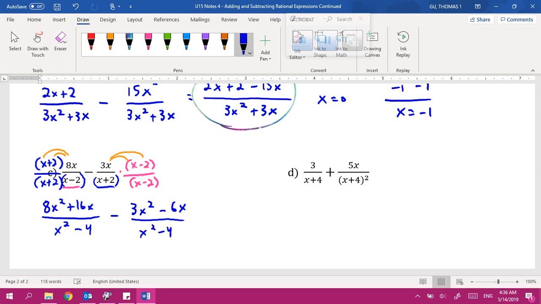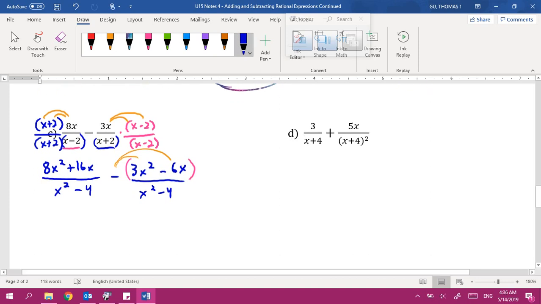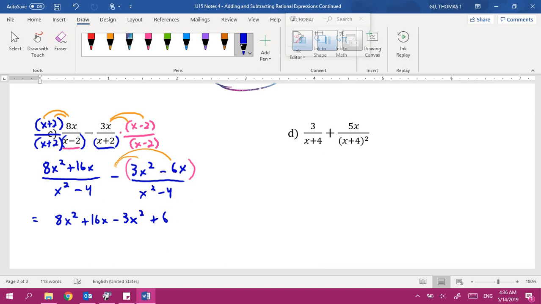The denominators are the same, and now we can combine. Now be careful here though. Notice how there are multiple terms up top. So we're going to put this in parentheses because this minus sign in between is going to distribute to both of these terms. Now be very careful about that. A lot of people mess that up. So then this is going to equal 8x squared plus 16x minus 3x squared, because that minus sign distributes, and then plus 6x because the negative distributes to the negative 6x, making it a positive 6x. And all of that is over x squared minus 4.